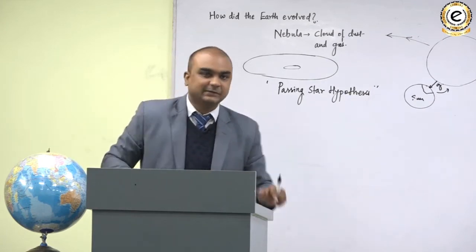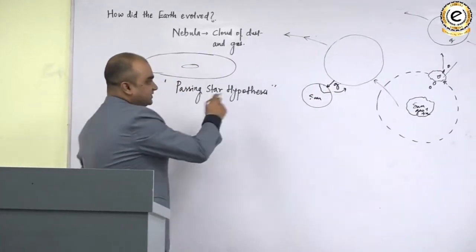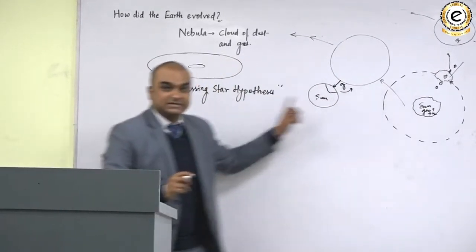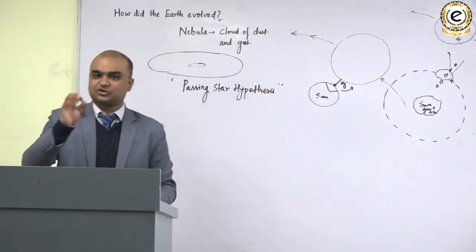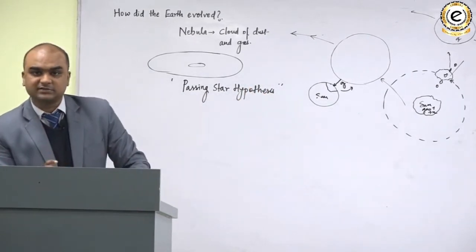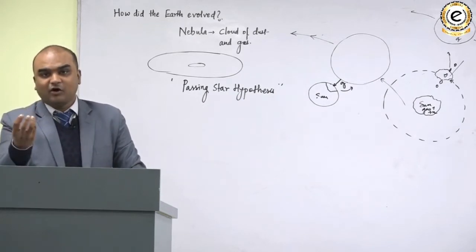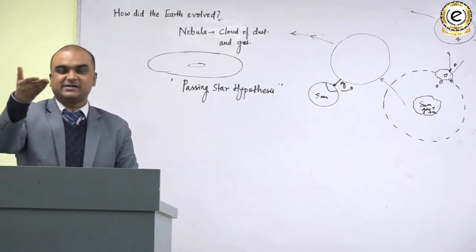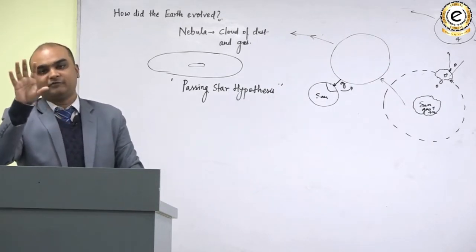Do you understand that? Now, you see that be it the nebular hypothesis or be it the passing star hypothesis, whatever be the hypothesis, one thing is sure, that the Earth was sometime back a ball of gas from where it converted into a ball of molten state, and today it is a ball of solid.